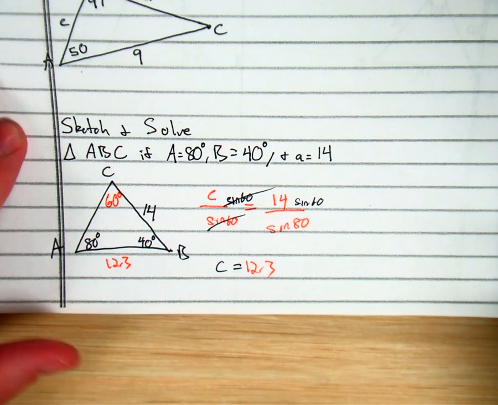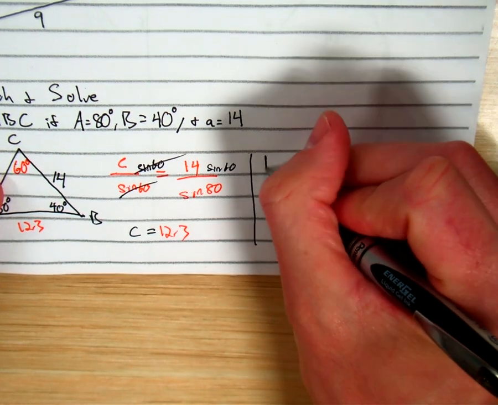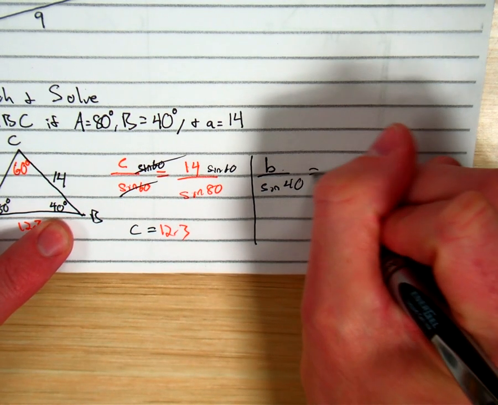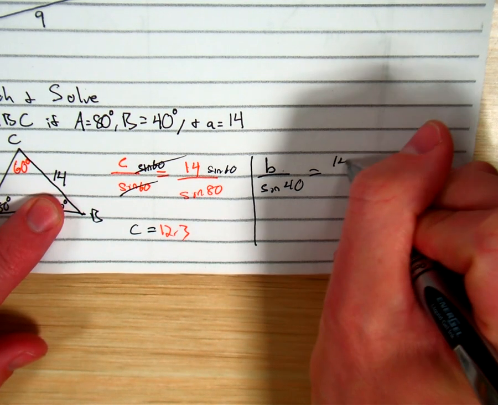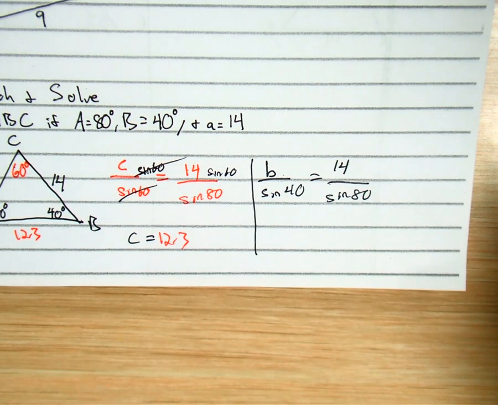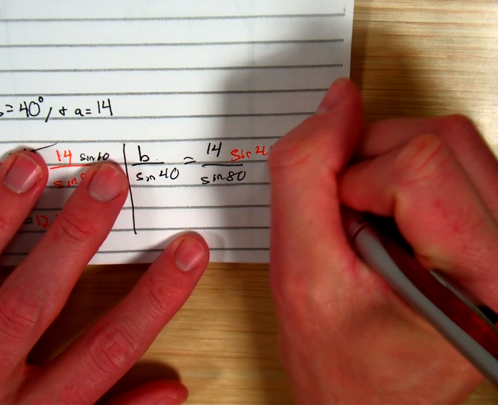For our last side length, side B over sine of 40 equals 14 over sine of 80. Take a look at that. Think about it. We're going to multiply by sine 40.